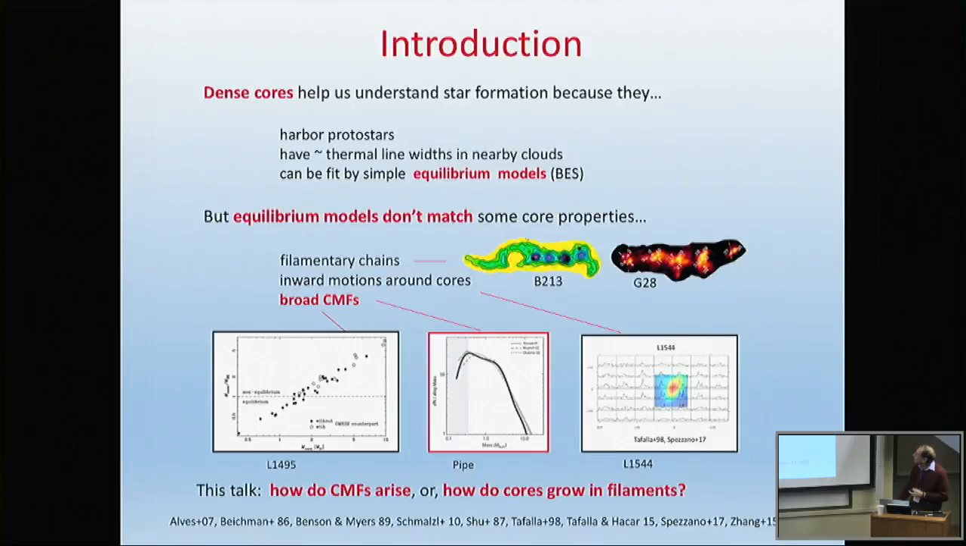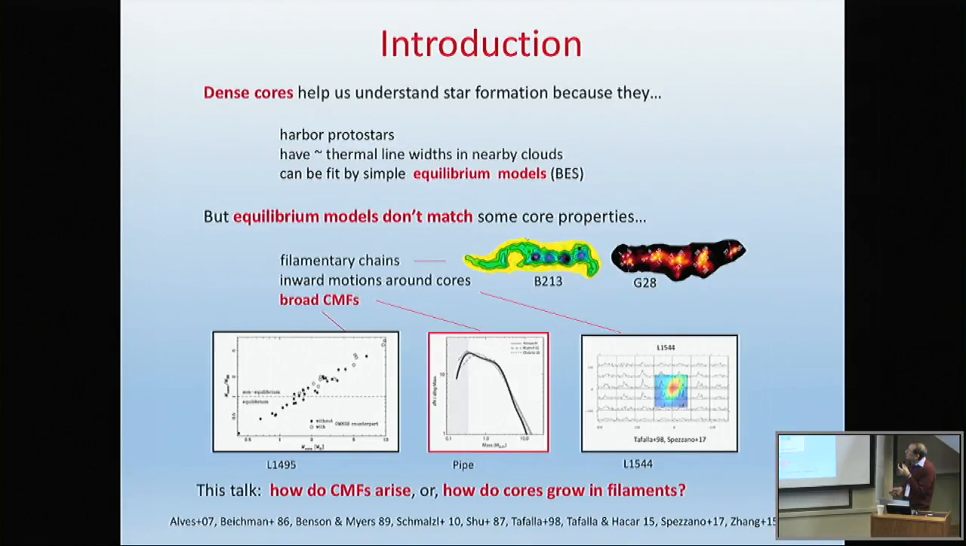Okay. So, what about these dense cores? They are useful because they help us understand star formation. They harbor protostars. They have nearly thermal line widths, at least in nearby clouds. And they can be fit by simple equilibrium models like the Bonnor-Ebert sphere. And that's all been very good, and many careers have been built or advanced by doing just that.